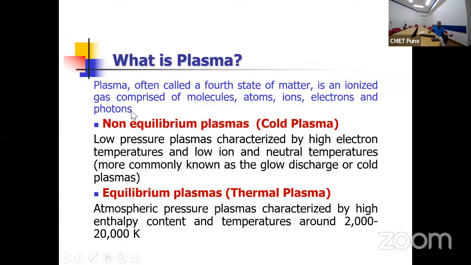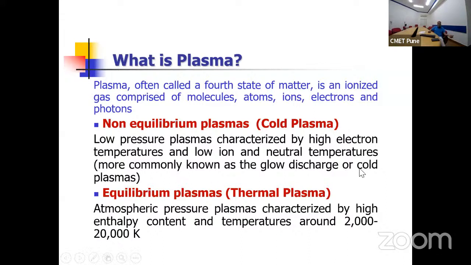So that's why photons are there, and we can divide this plasma into non-nuclear plasma and nuclear plasma. Non-nuclear plasma, also called cold plasma, means it's a low pressure plasma characterized by high electron temperature and low ion and neutral temperatures, more commonly known as glow discharge. Because after dissociation of the gas, it's giving some light, it's a glow. That's why it's called a glow discharge.